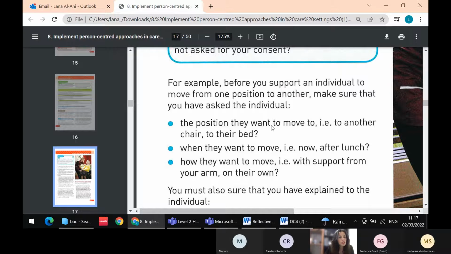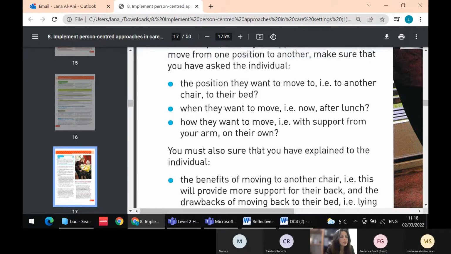So the position they want to move to, they will tell me, maybe to another chair, or they want to stay in their bed. And when they want to move, now, or maybe lunchtime when they have their food ready, do they want to move, or how they want to move as well? Do they want me supporting their arm, or do they want to do it themselves? So I need to get their consent to move them.